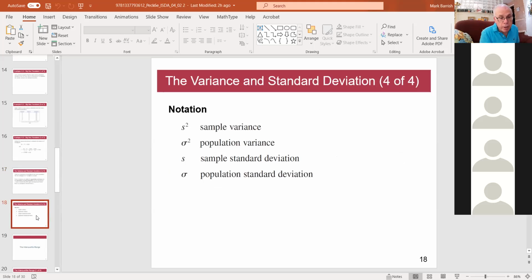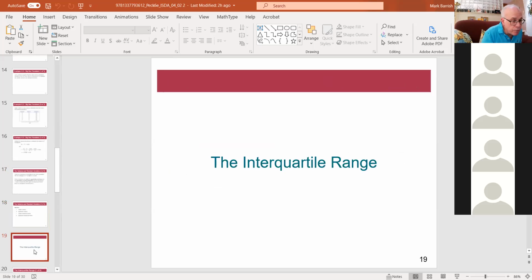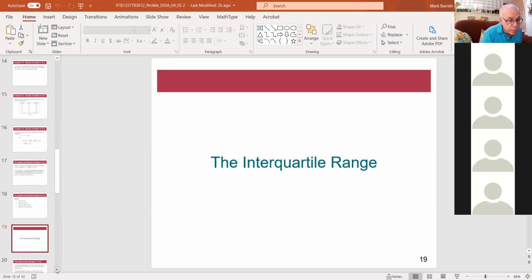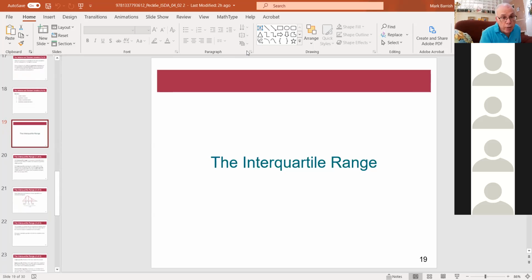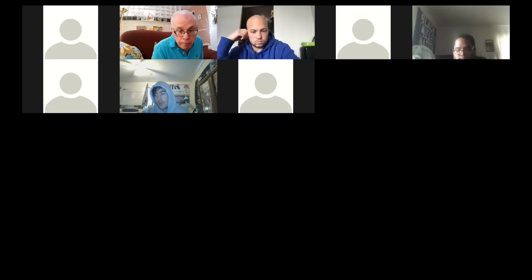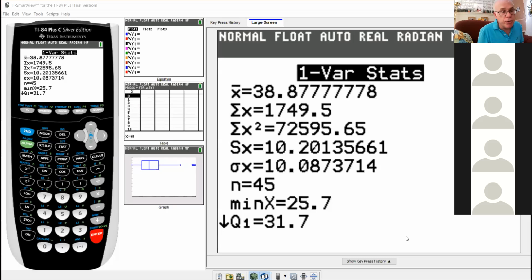And again, here is a summary of all of that. All right, so it's a good slide to look at. All right, and now for, let's see, this is slide 19. All right, now, besides the variance and standard deviation, there's another measure of variability called the interquartile range. Now, let's go back to the calculator for a minute. Again, we'll go back to that example, and we're in one variable statistics.